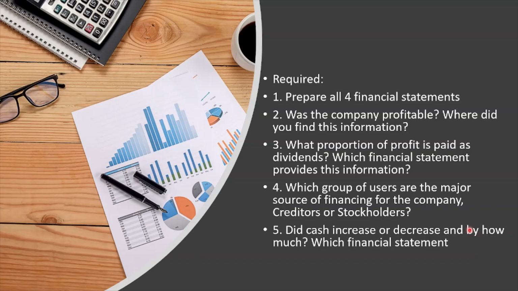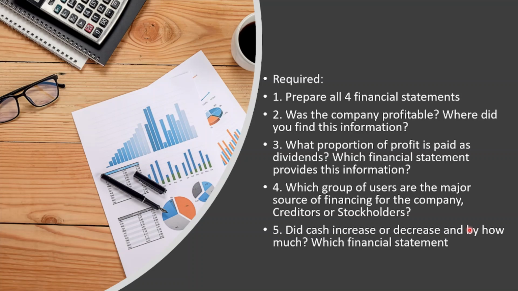What other question do we have? Which groups of users are the major source of financing? Which group of users are the major source of financing for the company? Are they creditors or are they stockholders? Where do we get that? Which statement would tell us that? Liabilities, creditors, who are liabilities, or stockholders. Which one is the major source?